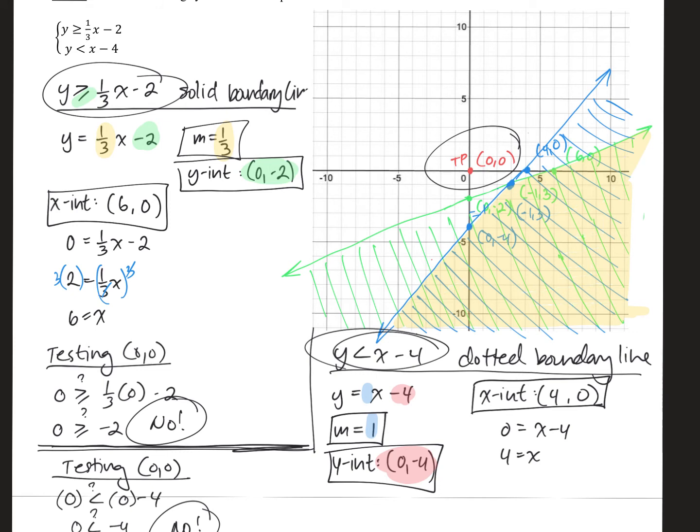Okay, so there we go, an example of a system of inequalities. Hopefully that was kind of fun to graph. I find them kind of fun.